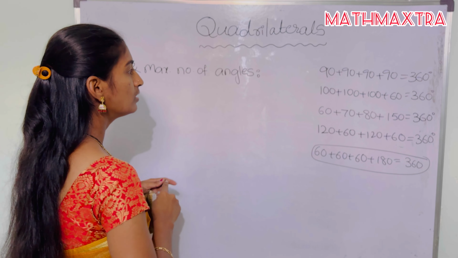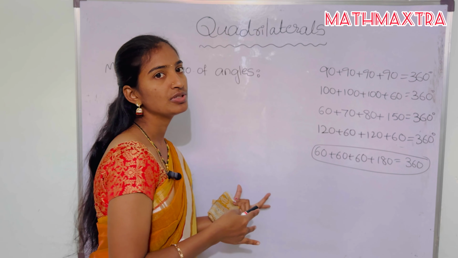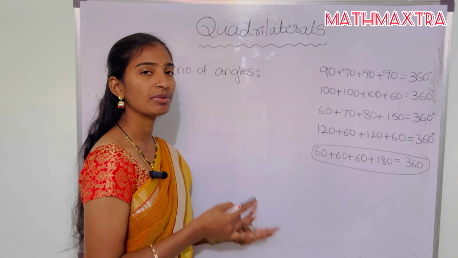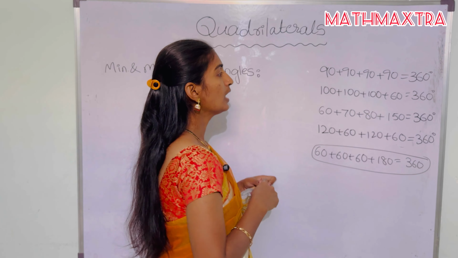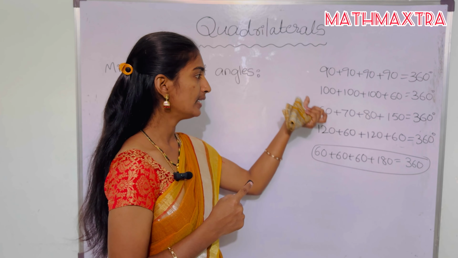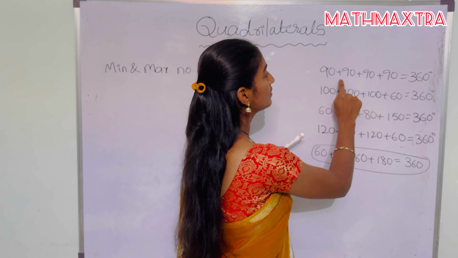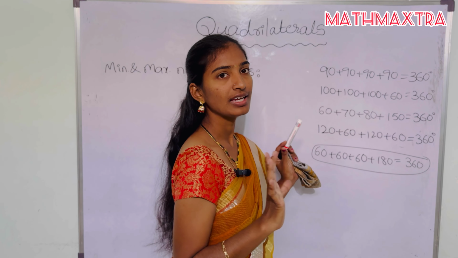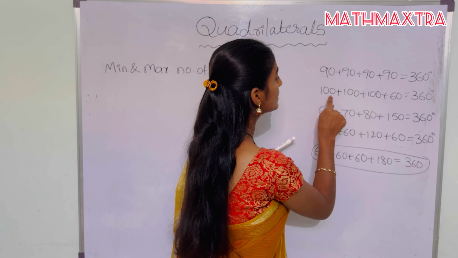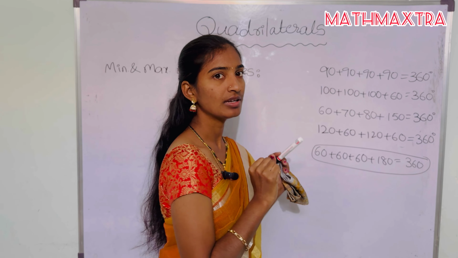Now we will count the maximum number of obtuse angles possible, the minimum number of obtuse angles, the maximum number of acute angles, and the minimum number of acute angles. First, what is the maximum number of obtuse angles possible in a quadrilateral? You check all the cases. In the first case, not even a single obtuse angle, isn't it? And in the second case, we will see 3. 1, 2, 3. 3 obtuse angles are possible.